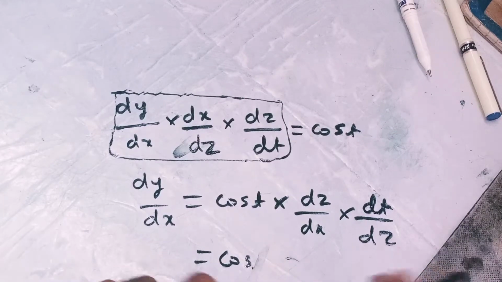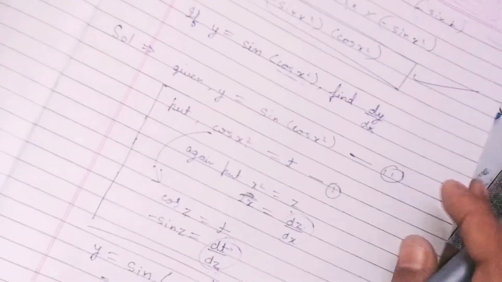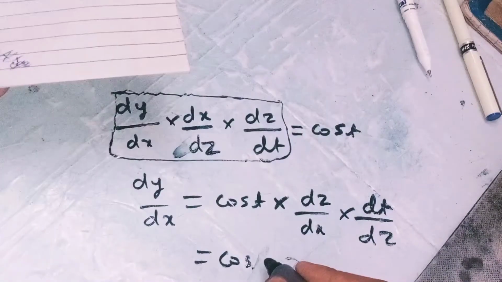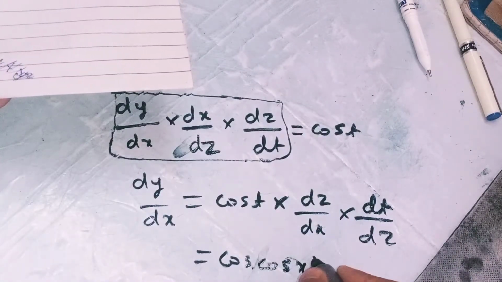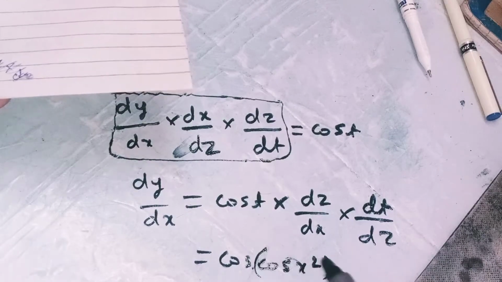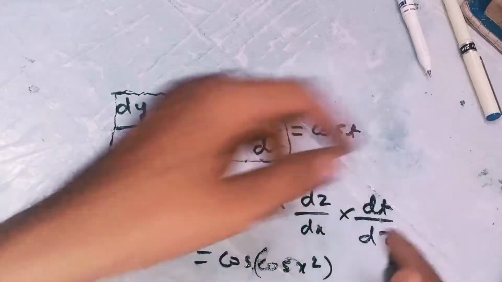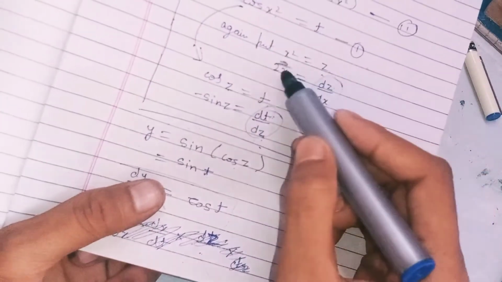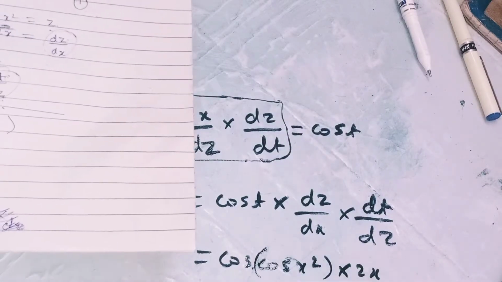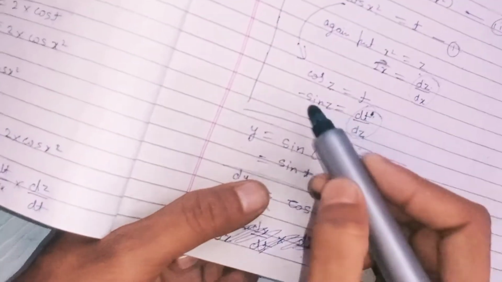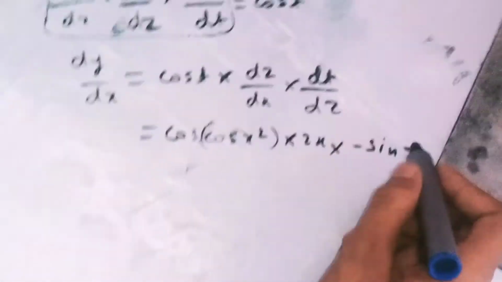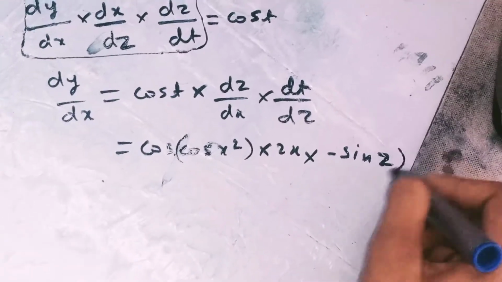cos t, but t was not actually t earlier, we had put something in place of t. That was cos x² is equal to t, so t is equal to cos x². Again, dz upon dx we have found is 2x, and dt upon dz is equal to minus sin z.